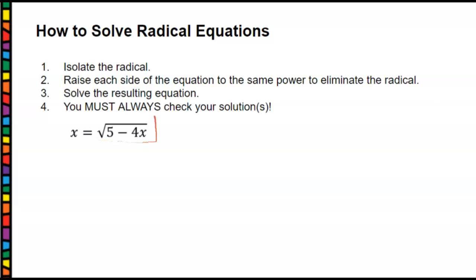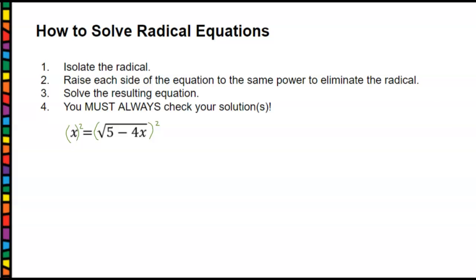When the radical is on the side by itself with nothing else being added, subtracted, or multiplied to it, then it has been isolated. So number one, check, we have isolated the radical. Number two, we're going to raise each side of the equation to the same power so that we can eliminate that radical. So you have to think about what index this radical currently has. The index is not shown, so that must mean it's a square root. So now I'm going to square each side of this equation.